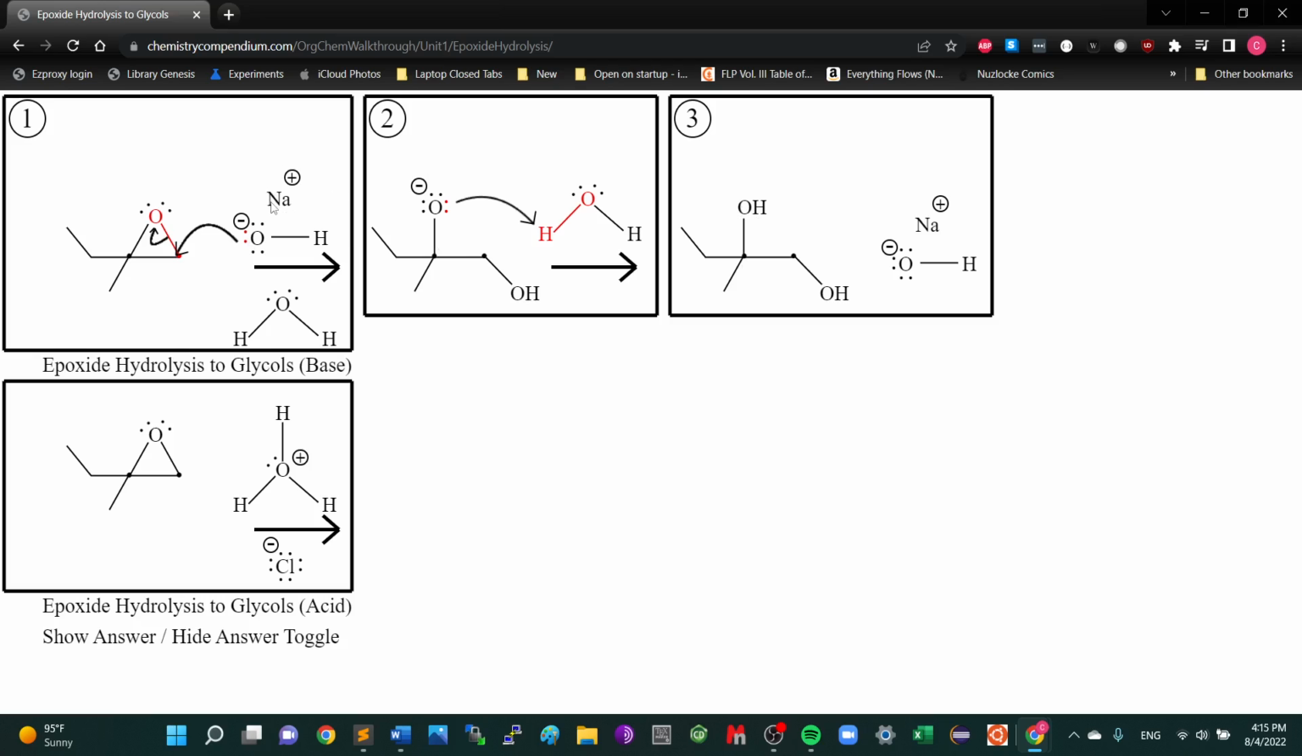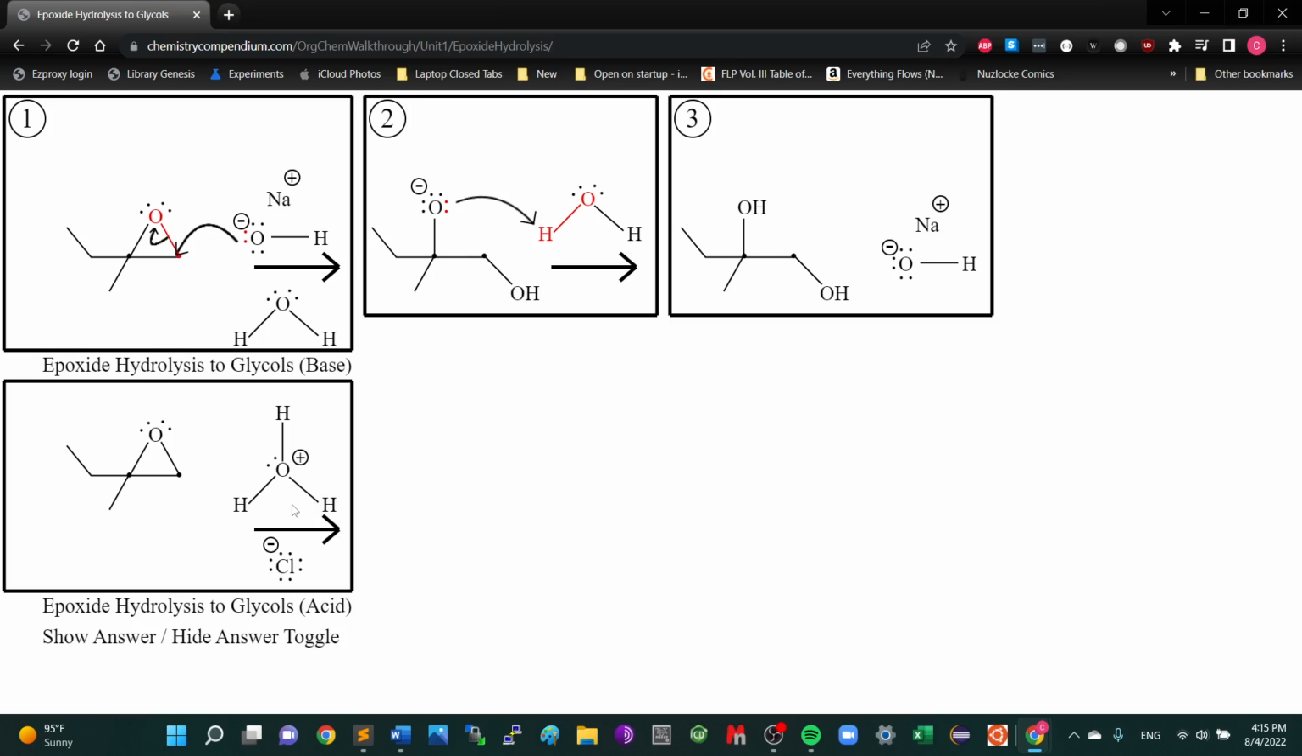So this sodium is the spectator ion. It's been here the whole time, and we can see that it's base catalyzed because we start off with the base, and the base is then reformed by the end of the reaction. So, likewise, when we do the acid catalyzed epoxide hydrolysis to glycols, we will start off with this hydronium, which is our acid, and we will end up with hydronium again.